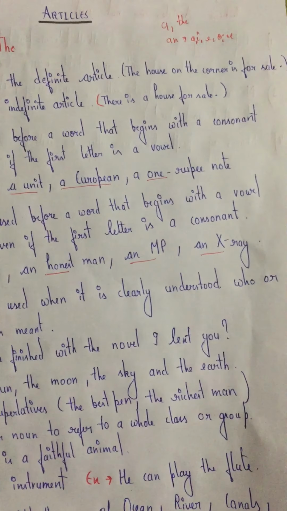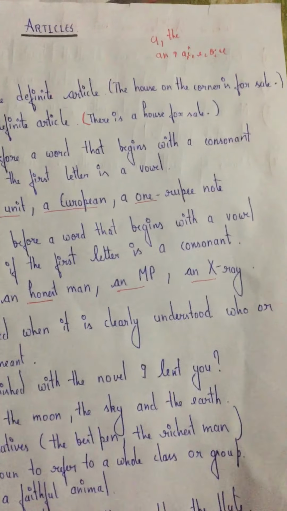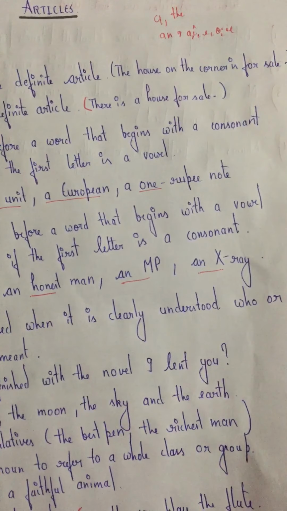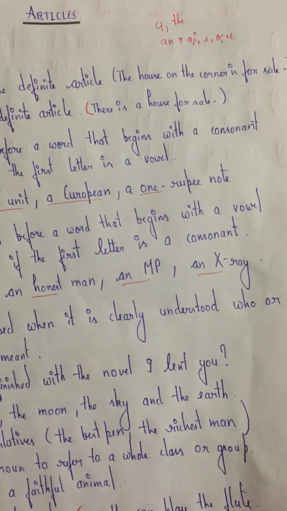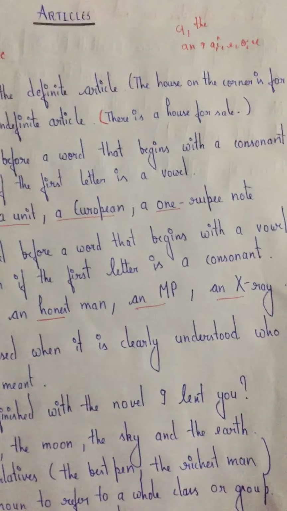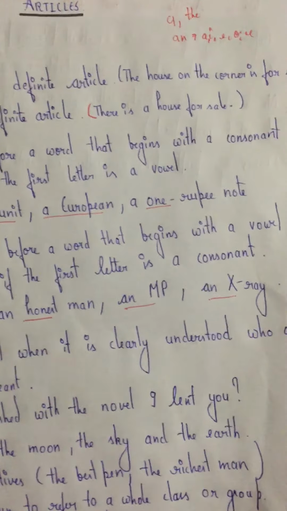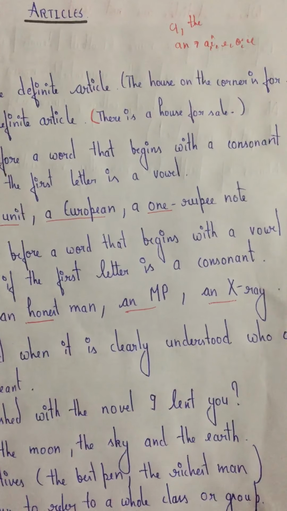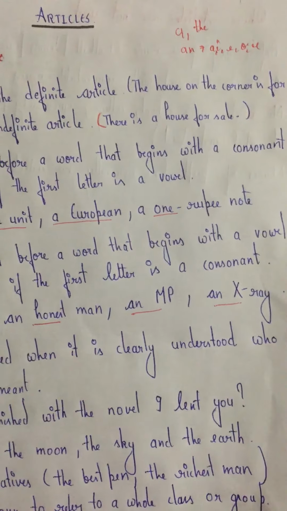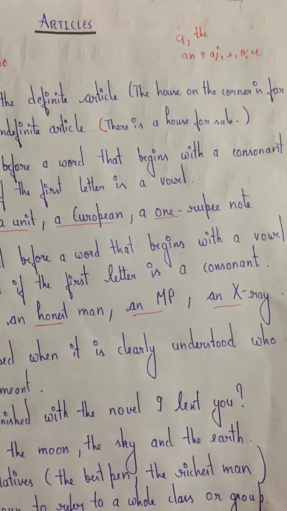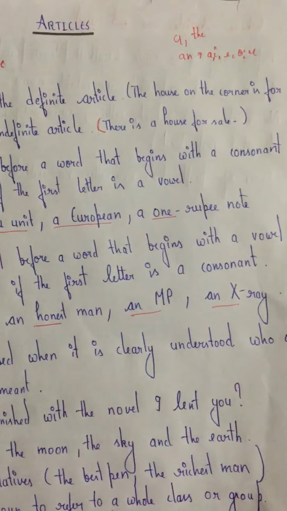For example, the house on the corner is for sale. Here we are talking about a particular house which is at the corner and is for sale. So the is used before house. While if we see the second example, there is a house for sale. Why are we using a before house? Because here we don't know which house we are talking about. There is a house which is for sale, but we don't know which house is for sale. So a is used.